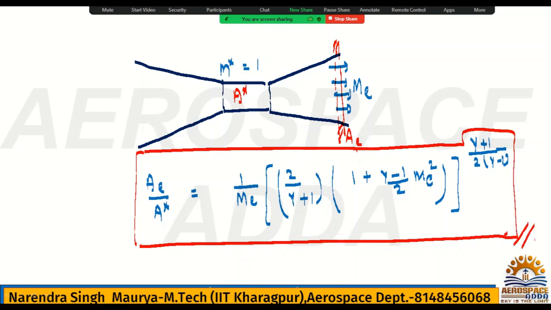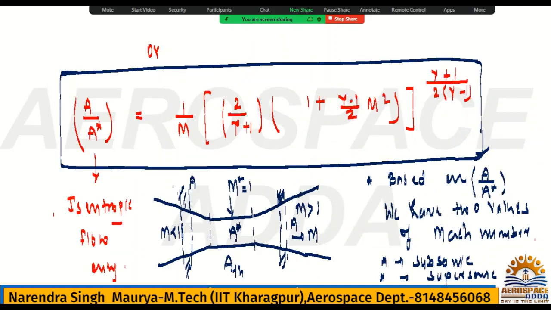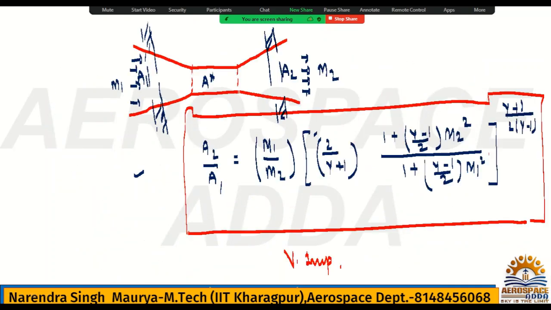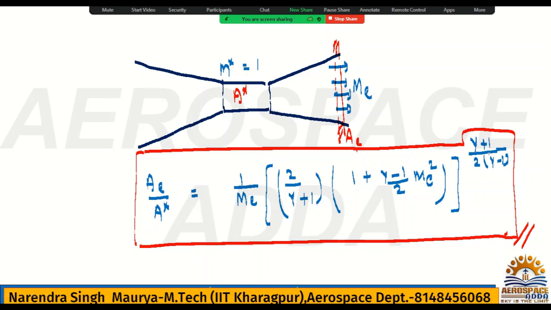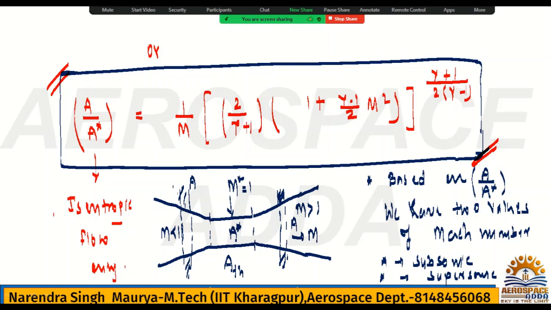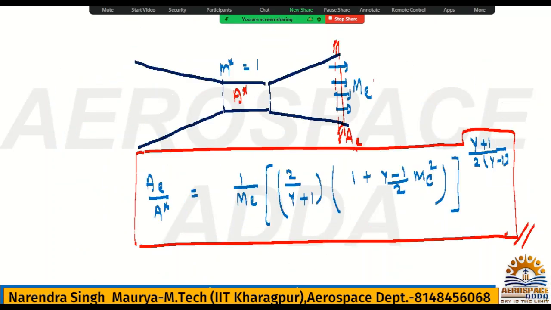The same formula I have written here, see A by A star. You remember this formula only. This is the master formula, no? If you remember this, then you can write A1 by A2 also, or A2 by A1. You can write this A by A star also. If you say this A is the exit area, then this M will be the exit Mach. That's all I have written here. Check here: I have written A exit, hence this Mach will be the exit Mach number.